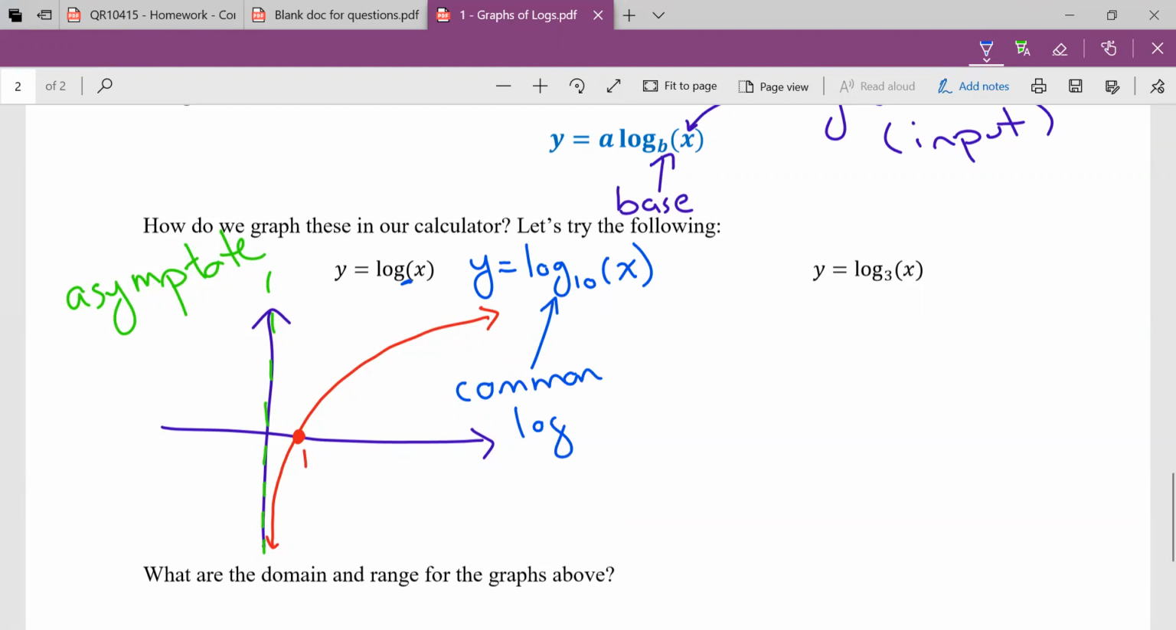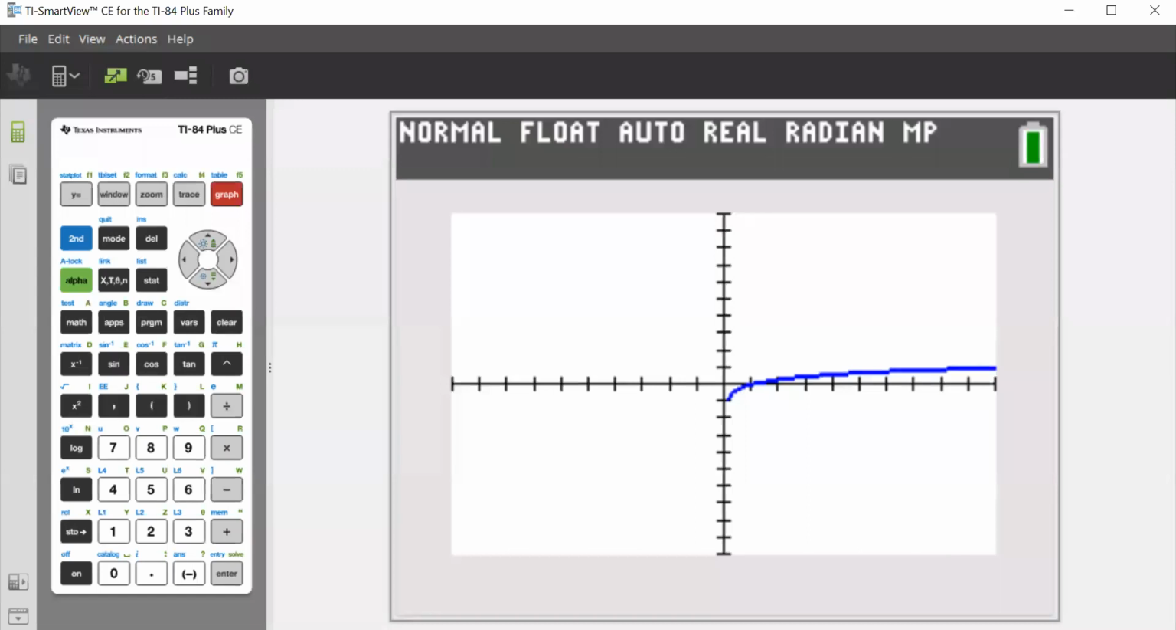Now, what about if we do have a base? How do I get this in my calculator? This depends on the type of model that you have. So I'm going to do this in two different ways. First I'll do this if you have a TI-84, a TI-84 Plus, or a color TI. This is the easiest way to put it in your calculator. Now, if you have a TI-83, I'll show you what to do in a minute.